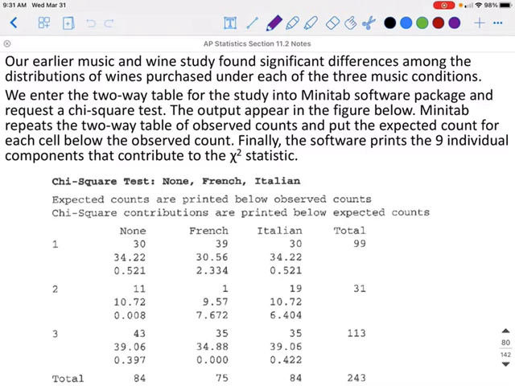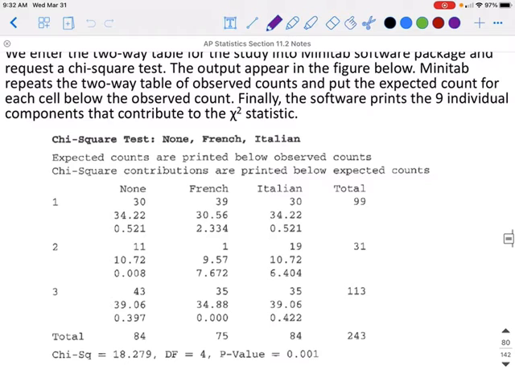So earlier, we looked at the music and wine study and found significant differences among the distributions of wine purchased under each of the three musical conditions. We entered the two-way table for the study into the Minitab software program and requested a chi-square test. The output appears in the figure below. Minitab repeats the two-way table of observed counts and puts the expected counts for each cell below the observed count. Finally, the software prints the 9 individual components that contributed to the chi-square statistic.